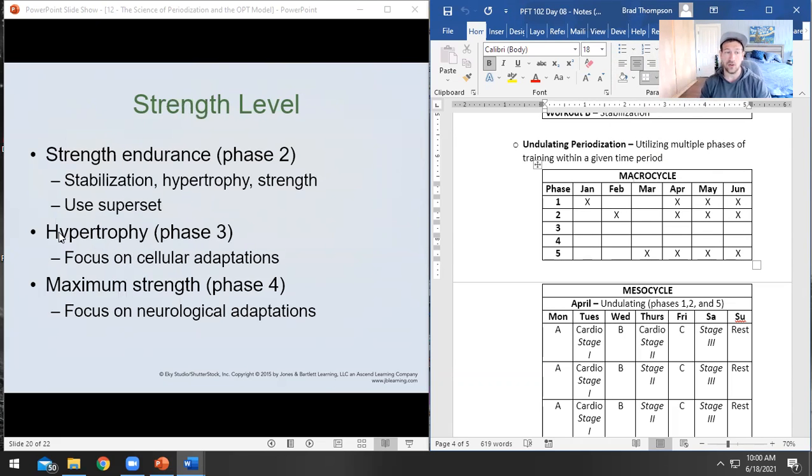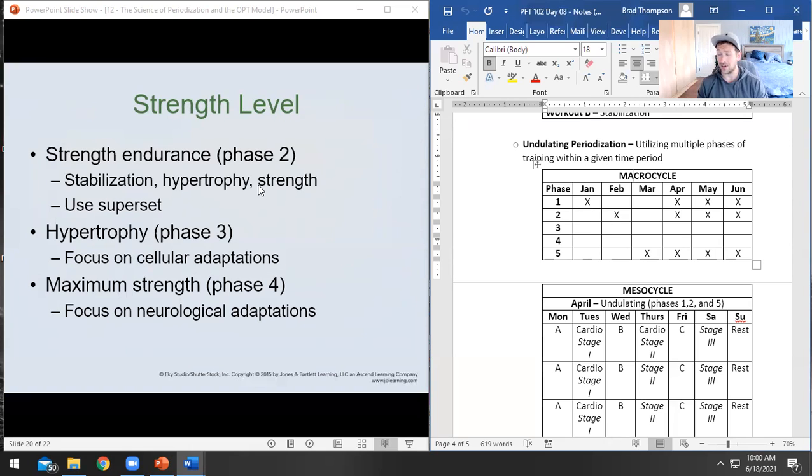Clients who are in the strength level, well, strength endurance, we are going to do a little bit of stabilization and strength together. So, you know, we're getting a lot of things here. We're getting strength, we're getting stability. We're also going to experience some muscle growth. But in the strength endurance level, phase 2, I'm really focusing on increasing their endurance.